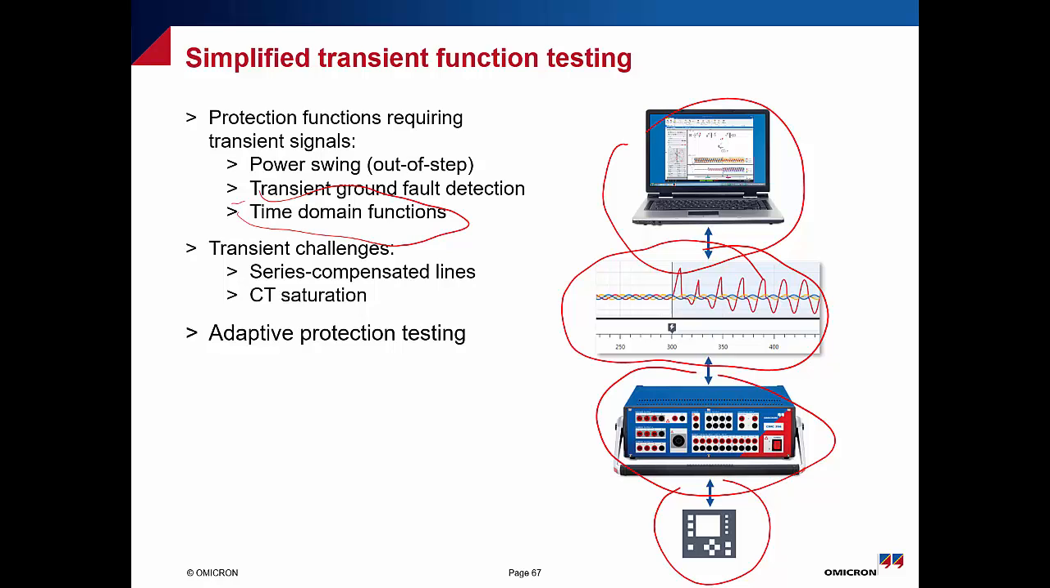Some challenges, like a series compensated line, are difficult to test. It's not impossible, but a lot of effort and time can be wasted if you use the conventional method. For CT saturation, the most important and effective method is relay synthesis. Adaptive protection testing, relay synthesis can also do very easily.